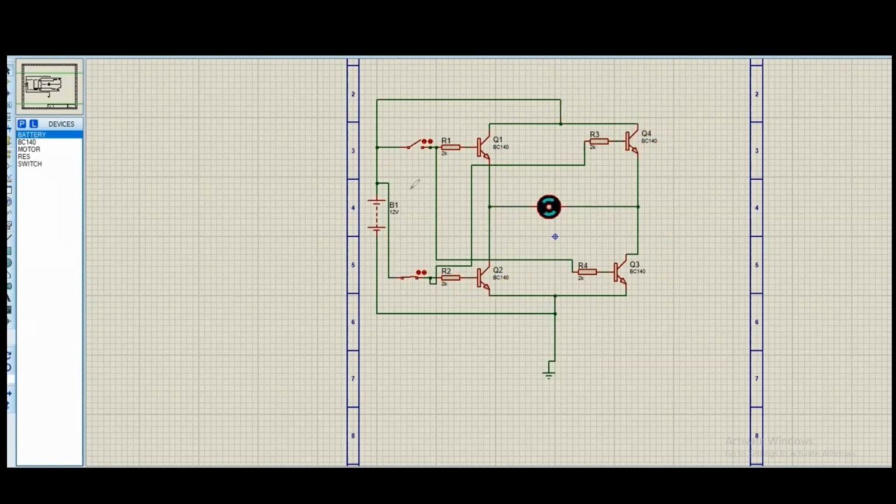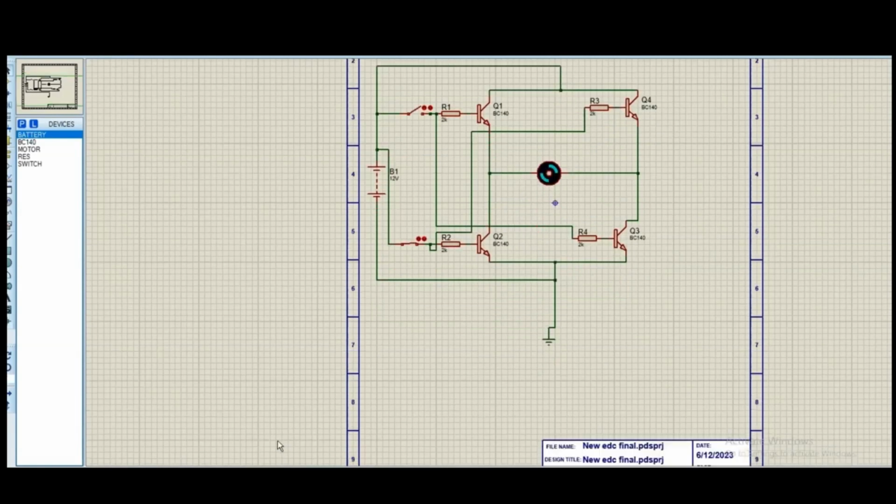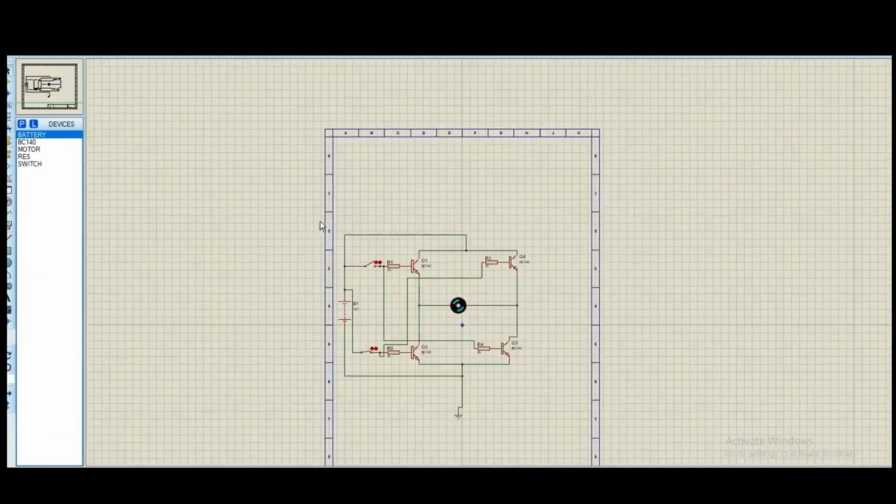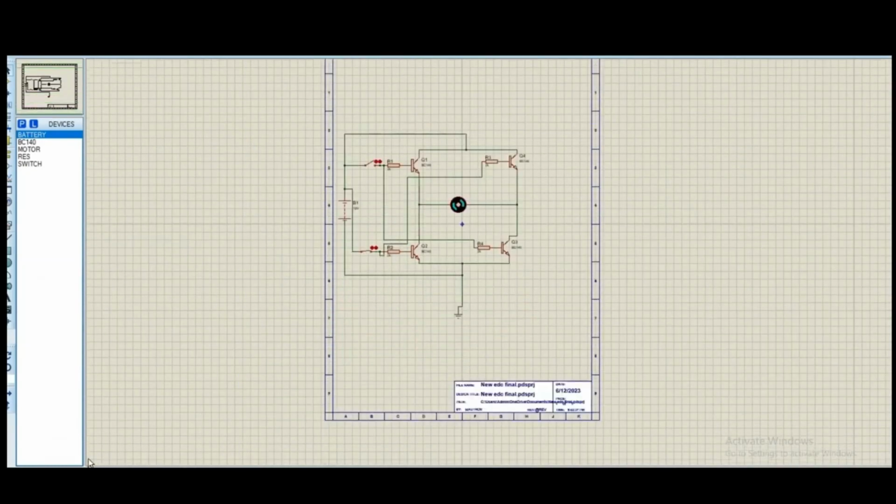Now, let us make these simulations smoothly. If we turn this circuit on, and the upper switch is closed, the motor is moving in the anti-clockwise direction. And if I open the upper one and close the lower one, the motor is moving in the clockwise direction. In this way, we can control the direction of a motor using an H-bridge.